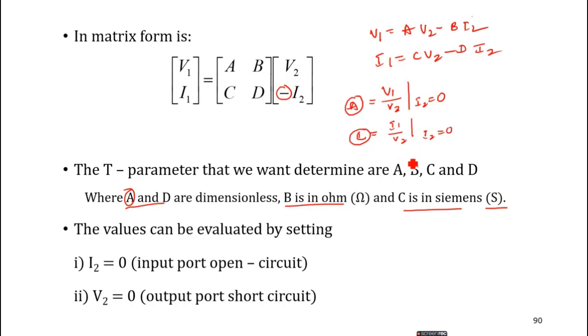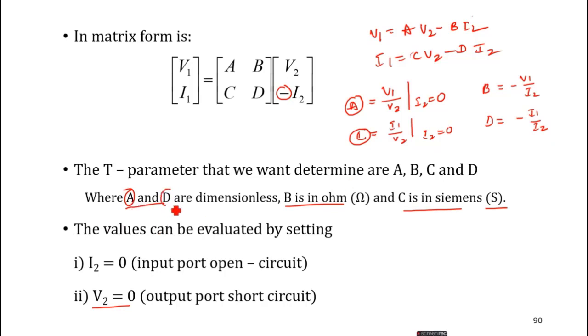Alright. Next, the two more parameters. Two more parameters can be calculated by setting V2 equals to 0. In the same equation, make V2 as 0. If V2 is 0, what happens here? B equals to minus V1 divided by I2. In this equation, make V2 as 0. Then D equals to minus I1 divided by I2.